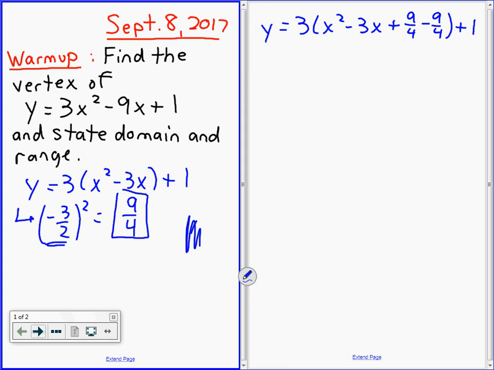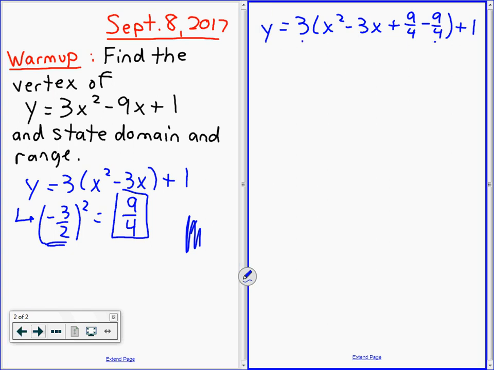Nicholas, what do I do now, please, if anything? We've got to subtract the fraction. Yes, you subtract the brackets. So what do you do to take away the brackets? Remember? I'll help you. You got to multiply by this number here, right? So it's going to multiply that times that. Okay, so y equals 3 x squared minus 3x plus 9 over 4 minus 27 over 4 plus 4 over 4.